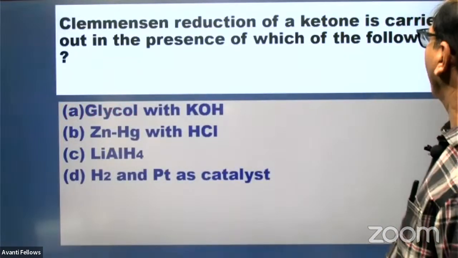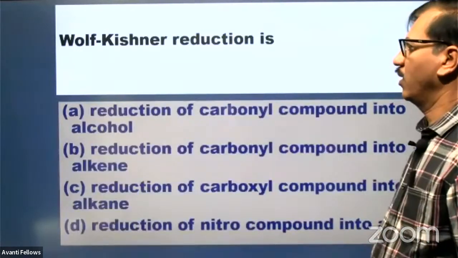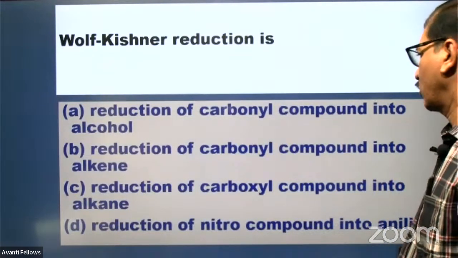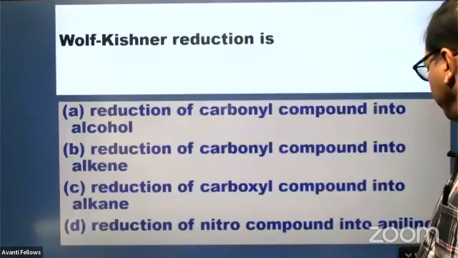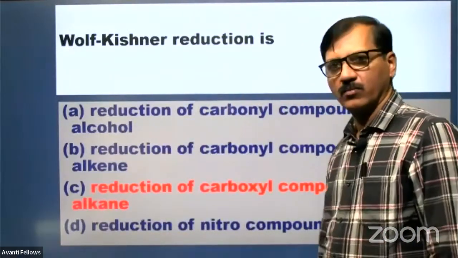Clemmensen's reduction of a ketone is carried out in the presence of zinc amalgam and HCl, option B. I told you these are very important to remember. Wolff-Kishner's reduction is reduction of carbonyl compound into alkane, option C. C is the answer. Okay, it is simple. I think you have done it.